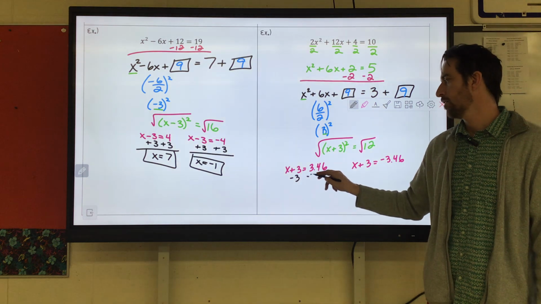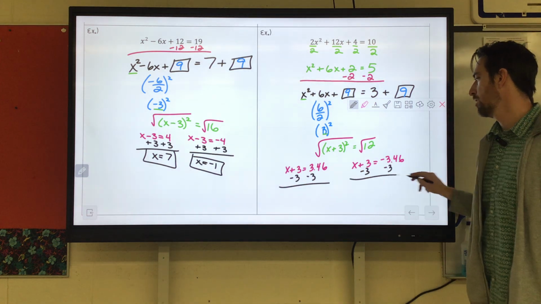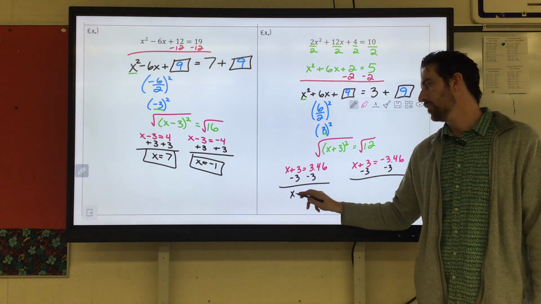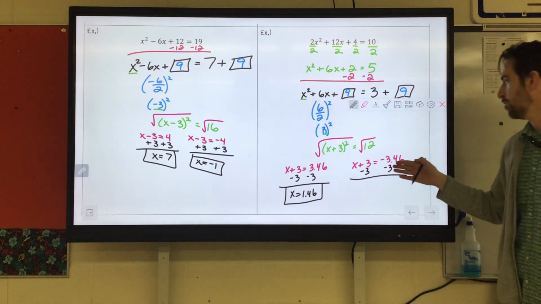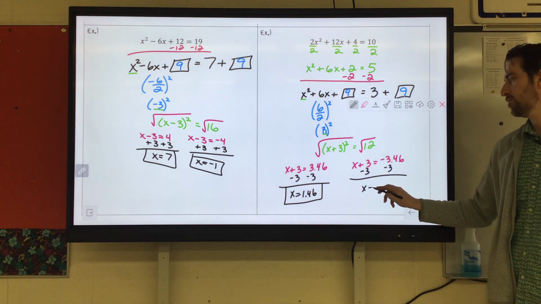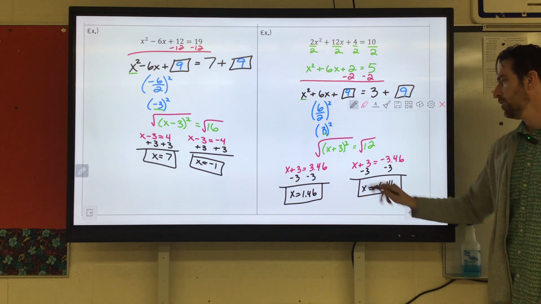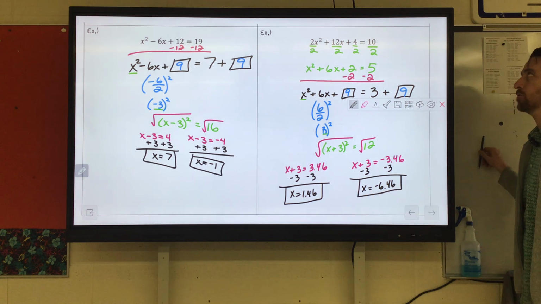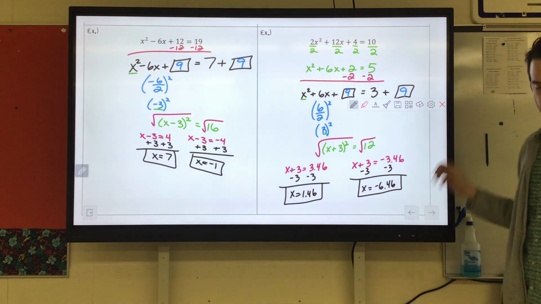Subtract 3, subtract 3. 3.46 minus 3 is 1.46. Negative 3.46 minus 3 is negative 6.46. Look at us completing the square and having some fun today. That was fun.